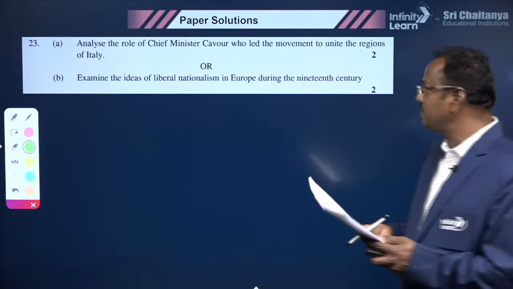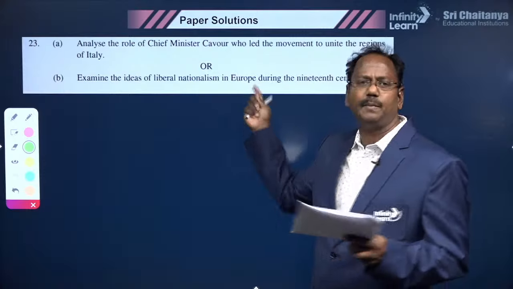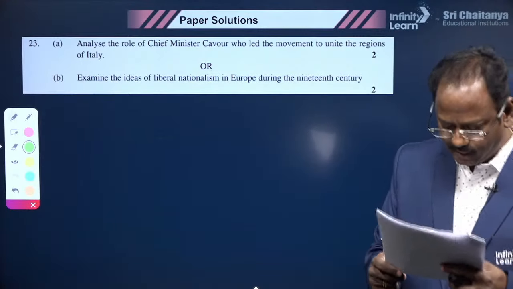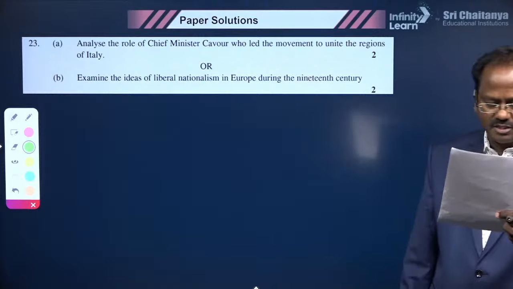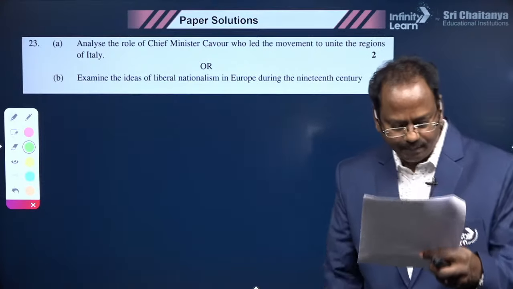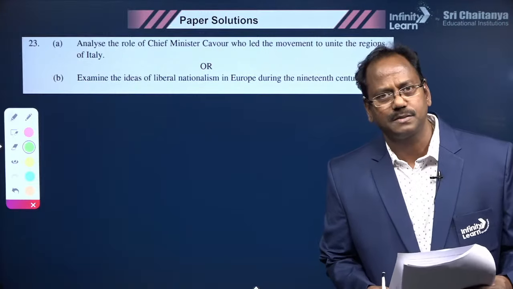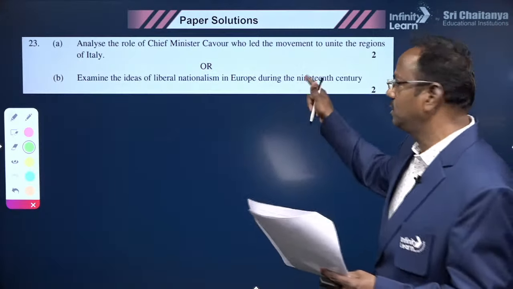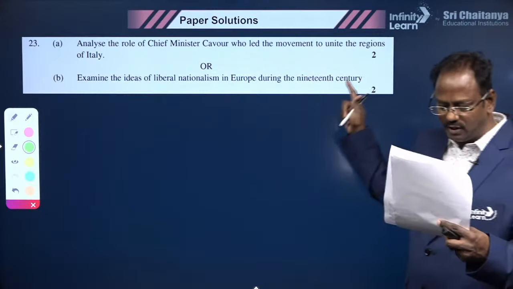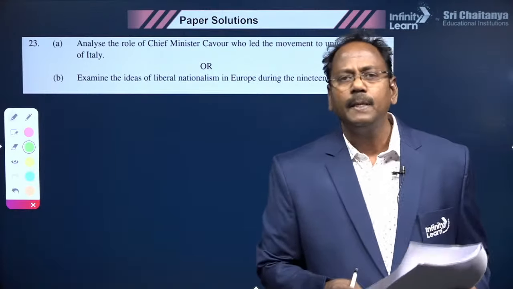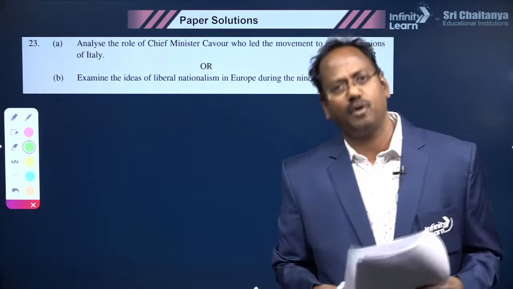Then the next question is all about the ideas of liberalism. As you know very well, liberal is a word which means freedom, right? So free. Liberalism was in the middle classes. What did this liberalism stand for? This liberalism stood for the individual and equality before law, for every individual.